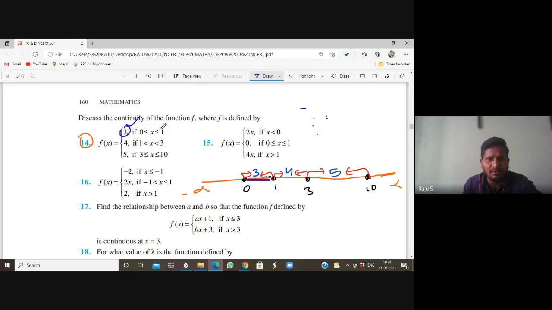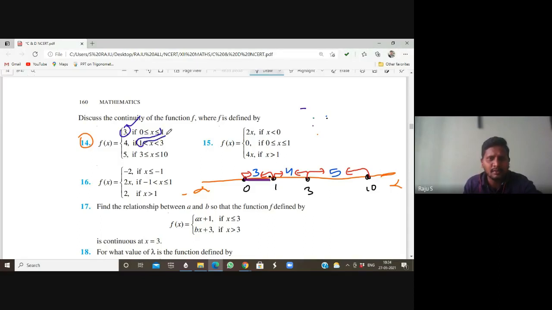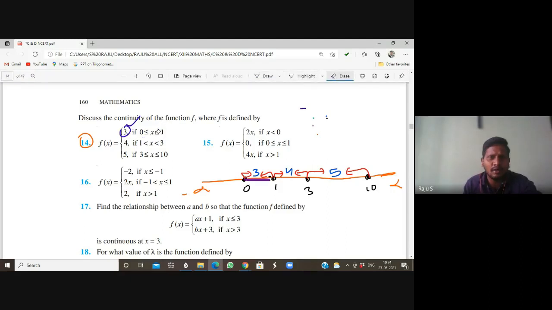Continuous. But at 1, how many cases do we have? At 1 we have two different cases. One is left hand continuity at 1, the other is right hand continuity at 1. Left hand continuity they gave 3, right hand continuity they gave 4. Means look here itself, at this 1, left hand continuity is 3, right hand continuity is 4, 3 not equal to 4. Not continuous at 1.